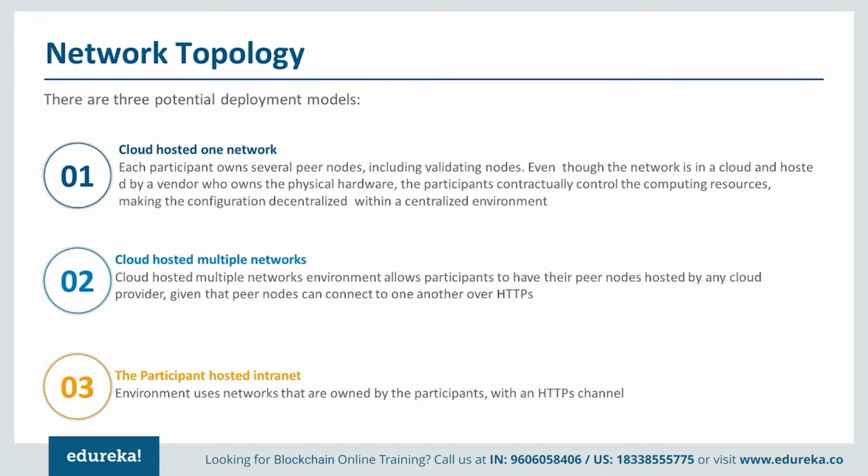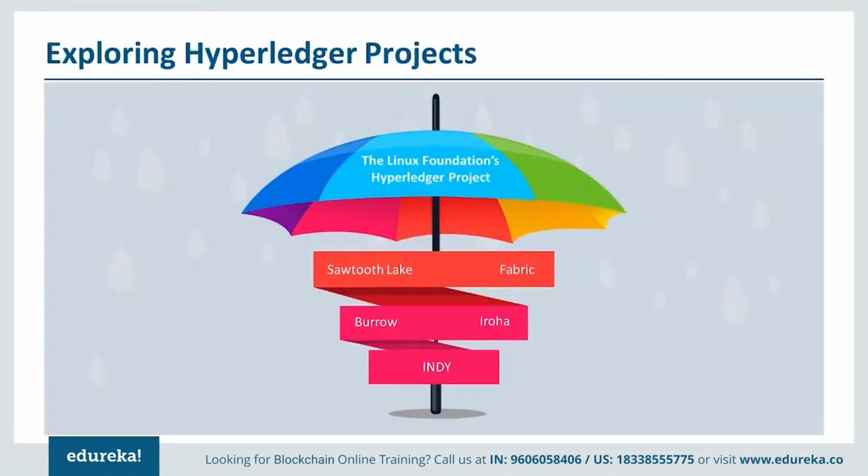So multiple networks hosted on cloud generally connect through blockchain, and the participant-hosted intranet or a singular network, or your default infrastructure that is available in your organization, can also be used to deploy the network. So it can be on cloud, on any kind of hardware, or on multi-cloud as well. So Iroha, as I mentioned, is most suitable for mobile and web-based development.